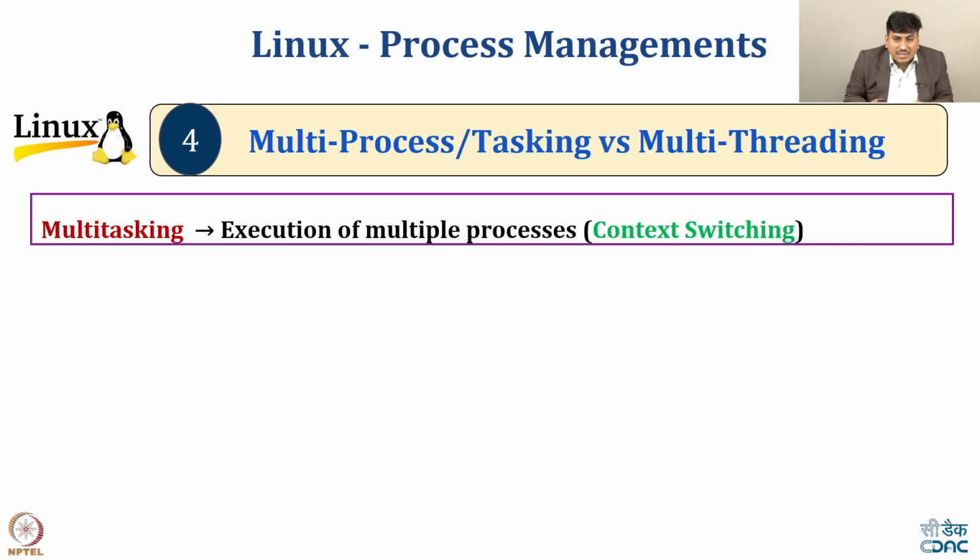So, it is important to understand what exactly multitasking is. Multitasking is nothing but multiple processes running at the same time, and the backend kernel of the Linux operating system takes care of making it happen with different techniques like context switching. We have seen this earlier when we studied the Linux kernel subcomponents.